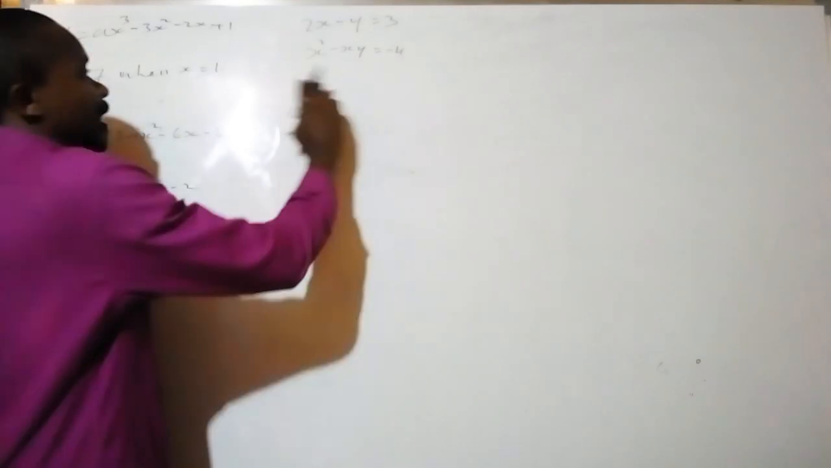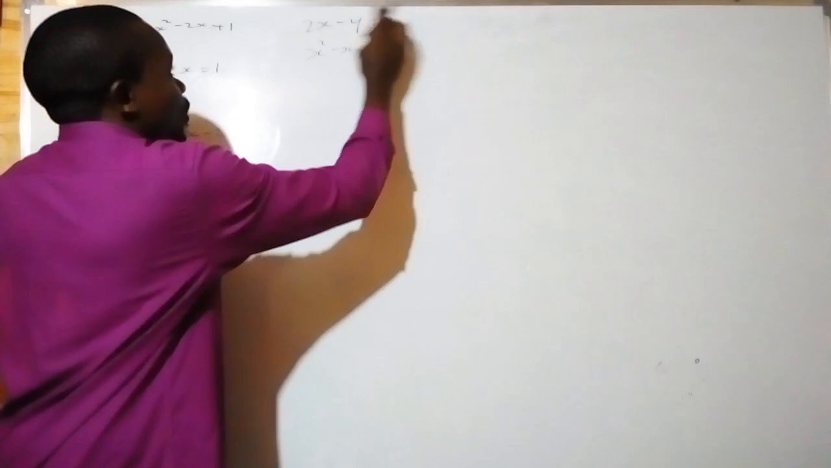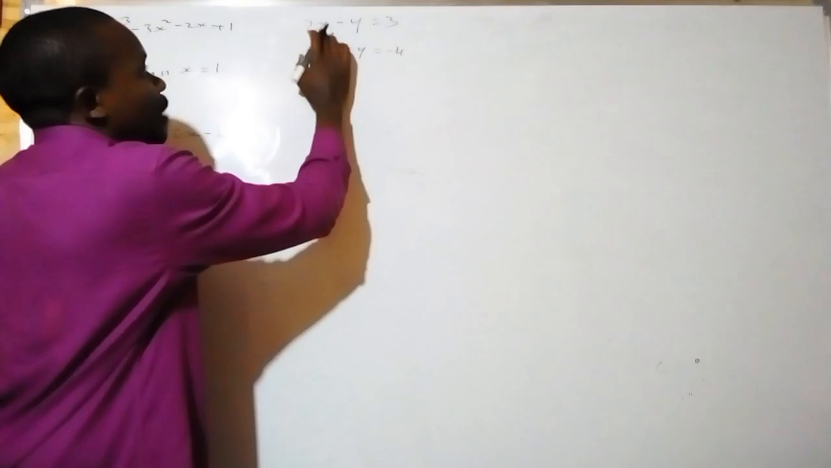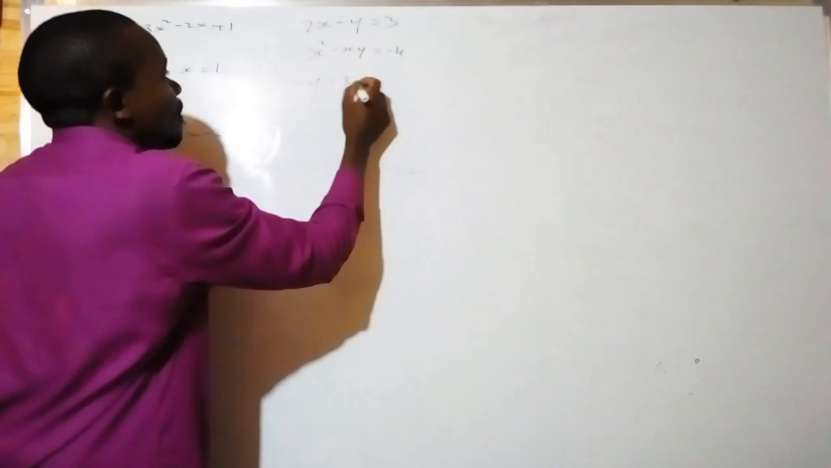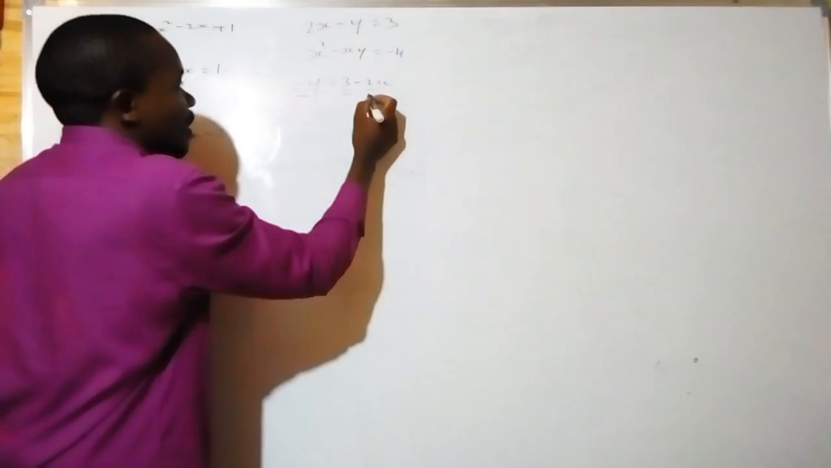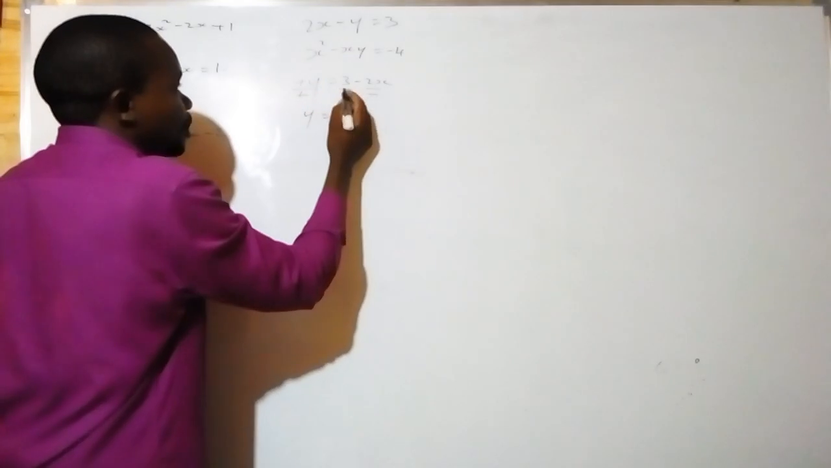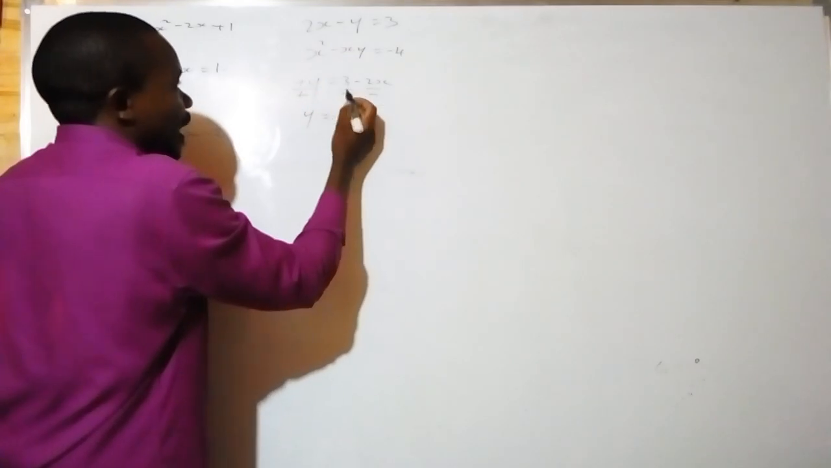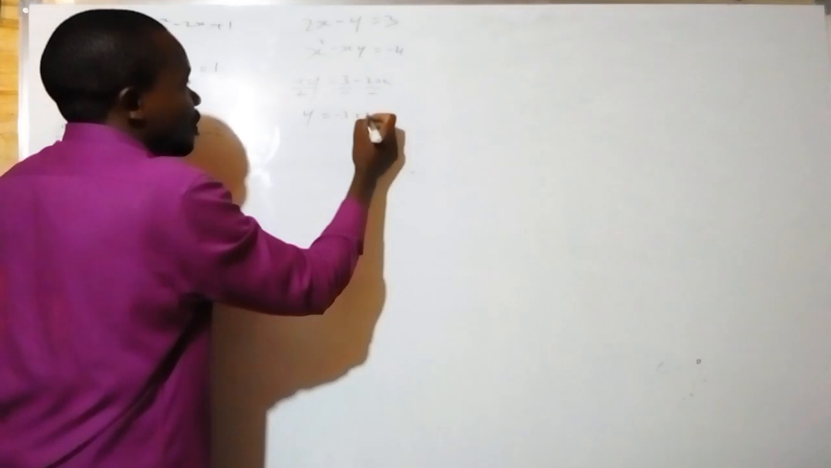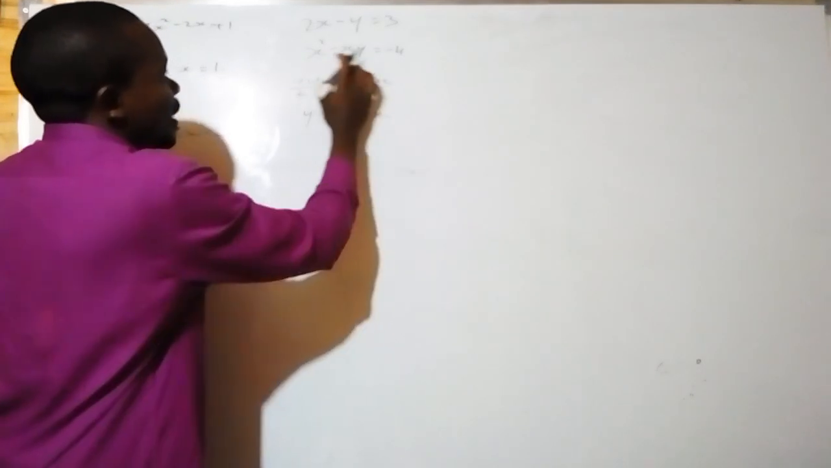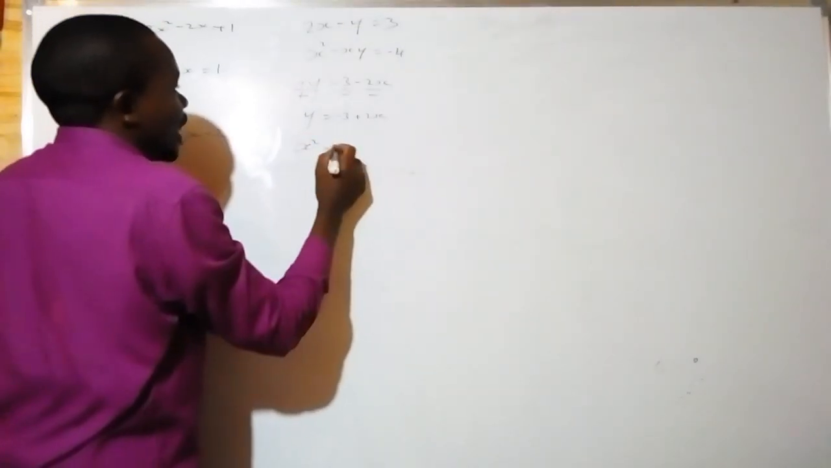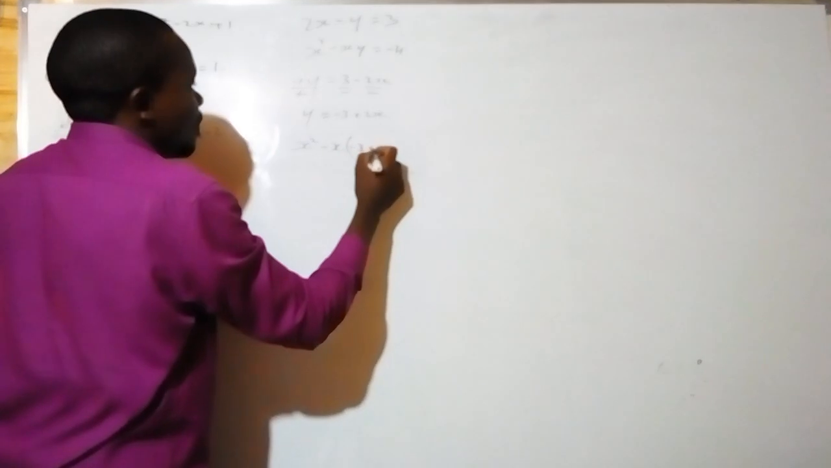For equation 1, we start with the negative y, then take our positive 2x to the other side: negative y is equal to 3 minus 2x. Then you divide by negative on both sides. Y will be positive 3 divided by negative, it's negative 3, and negative divided by negative gives positive 2x. This is what you are going to replace in equation 2 where we have y. You have x squared minus x times (negative 3 plus 2x) is equal to negative 4.